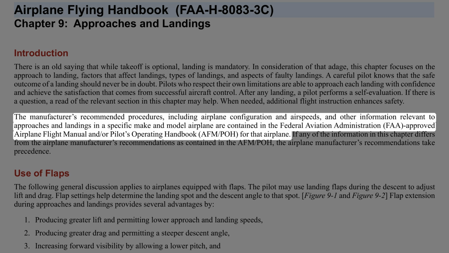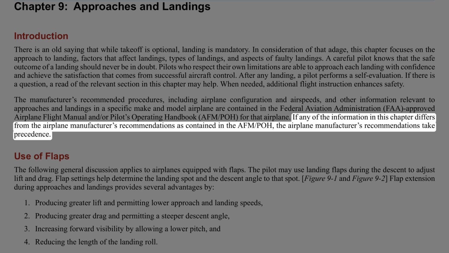The manufacturer's recommended procedures, including airplane configuration and airspeeds, and other information relevant to approaches and landings in a specific make and model airplane are contained in the Federal Aviation Administration (FAA) approved Airplane Flight Manual and/or Pilot's Operating Handbook (AFM/POH) for that airplane. If any of the information in this chapter differs from the airplane manufacturer's recommendations as contained in the AFM/POH, the airplane manufacturer's recommendations take precedence.